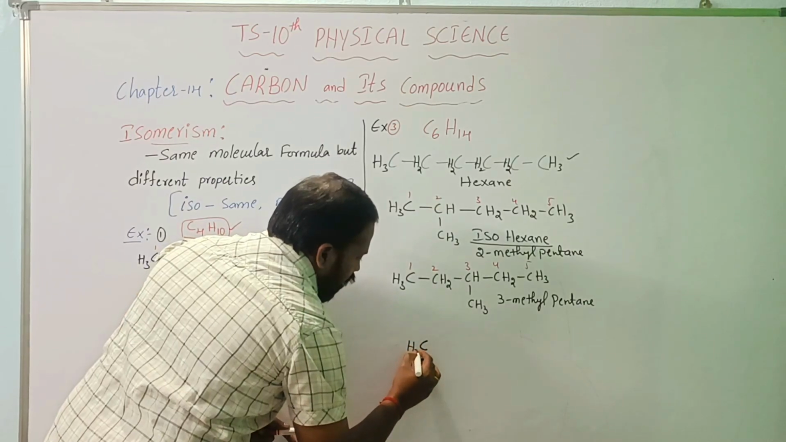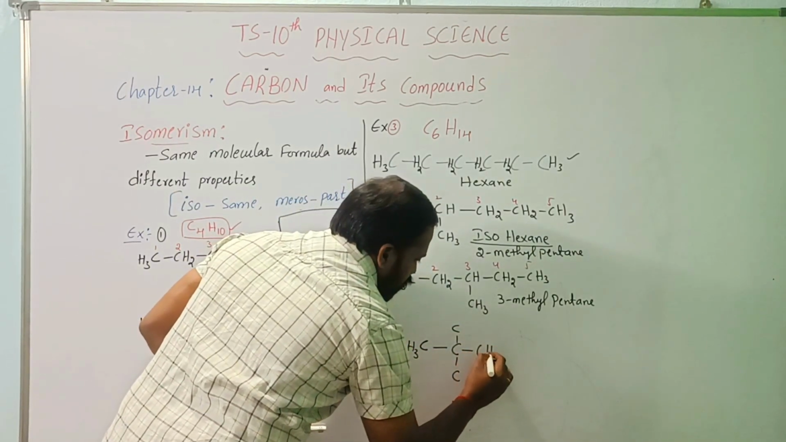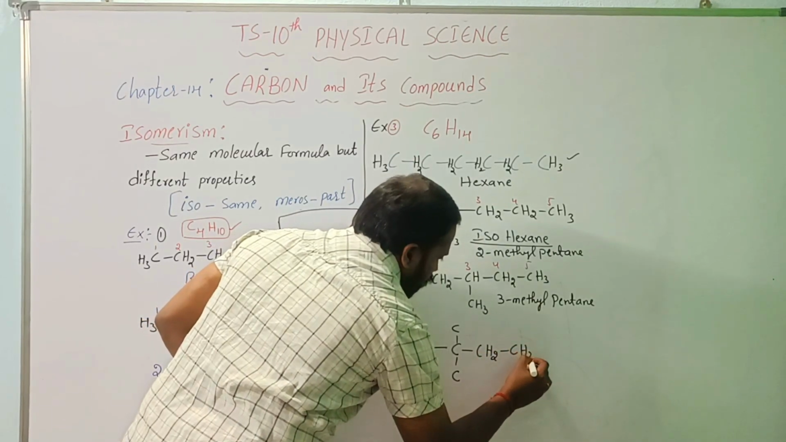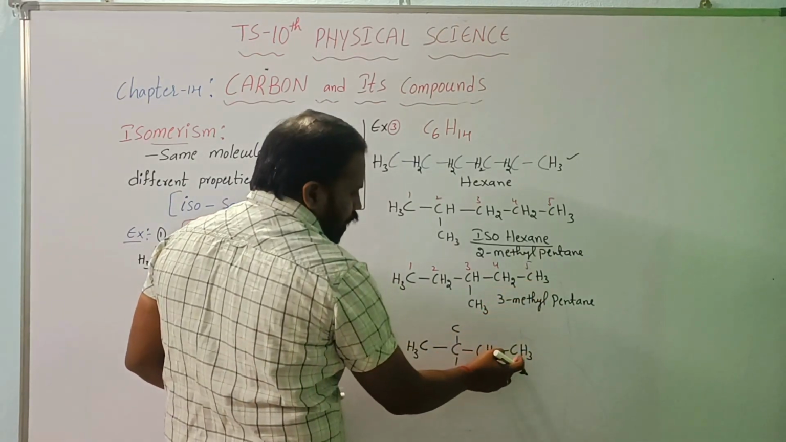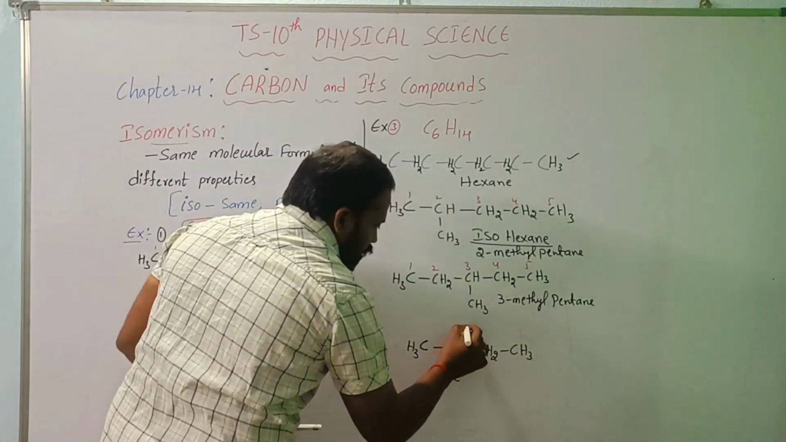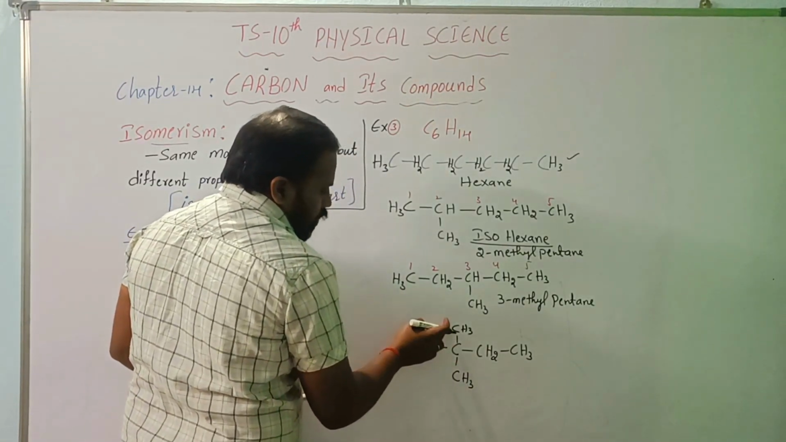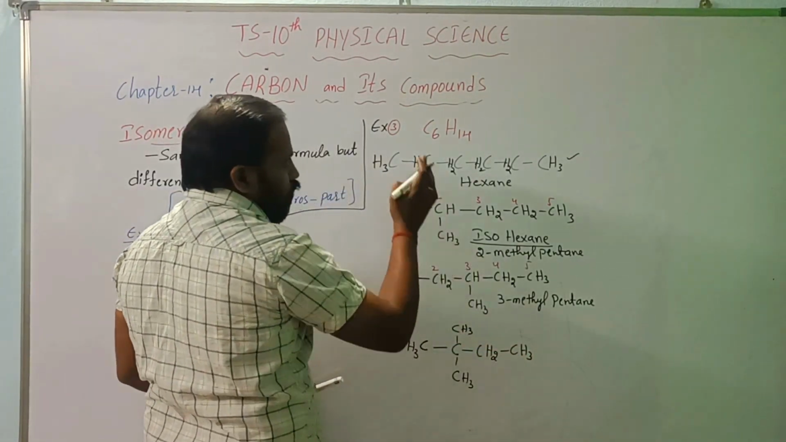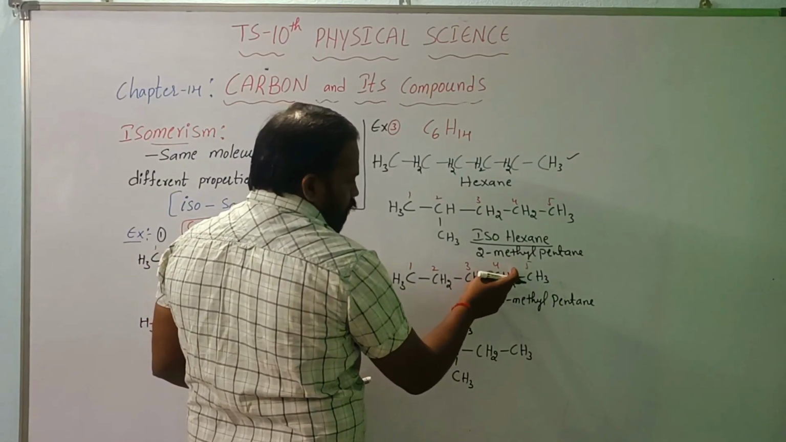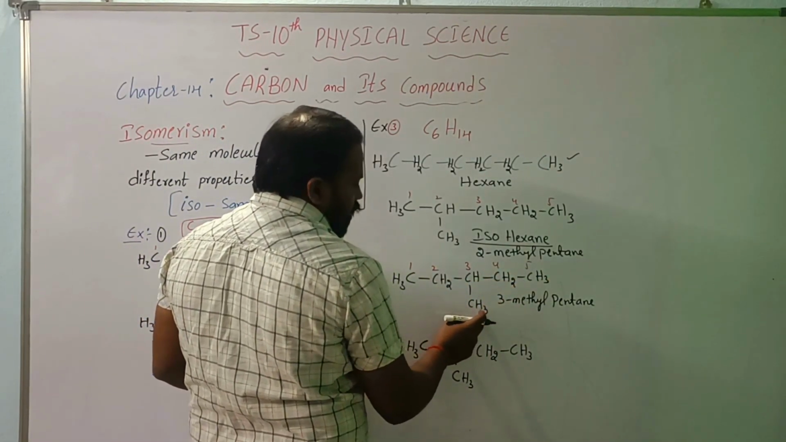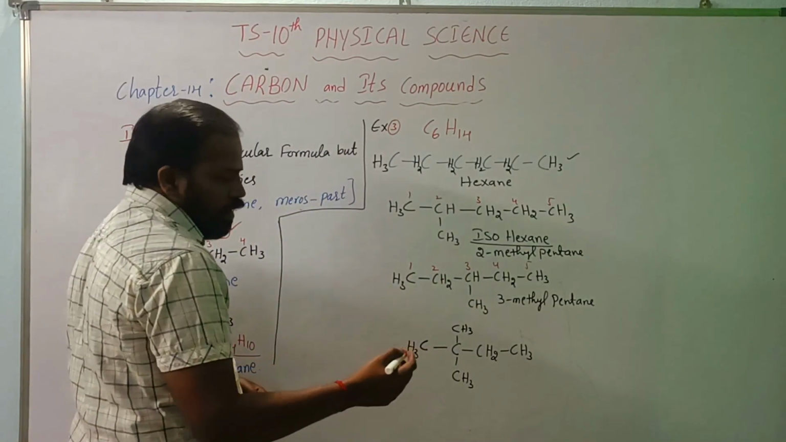CH3, C, CH2, CH3. First I was taking the 6 carbons, then a 5, the position changed, then I reduced to 4. This is the CH3 and CH3. Count the hydrogens: 3, 6, 9, 12 plus 2, 14. Here also 3 plus 2, 5, 6, 7, 8, 9, 10, 11 plus 3, 14. Right. However you count, it is 14 hydrogens and 6 carbons.